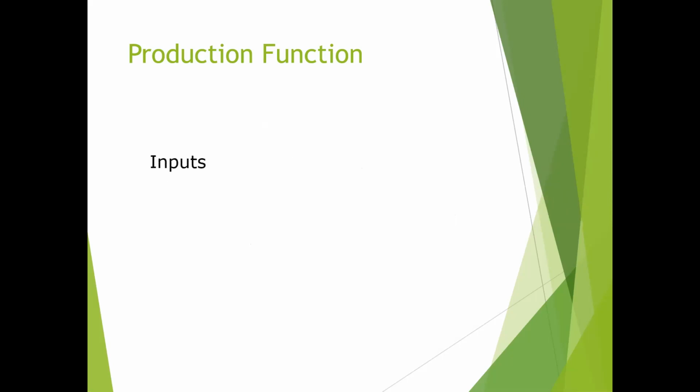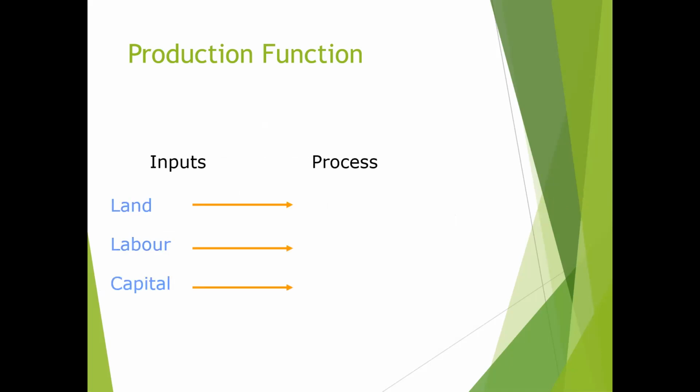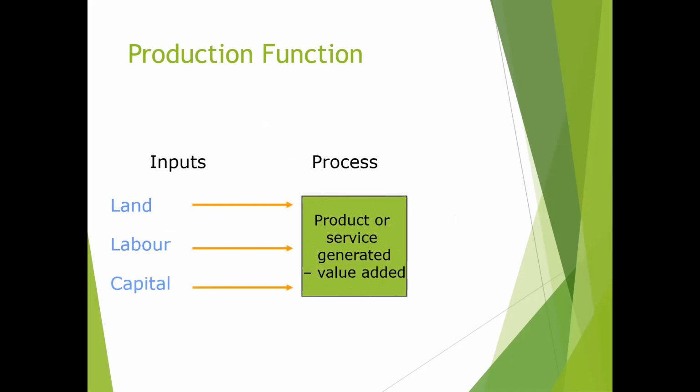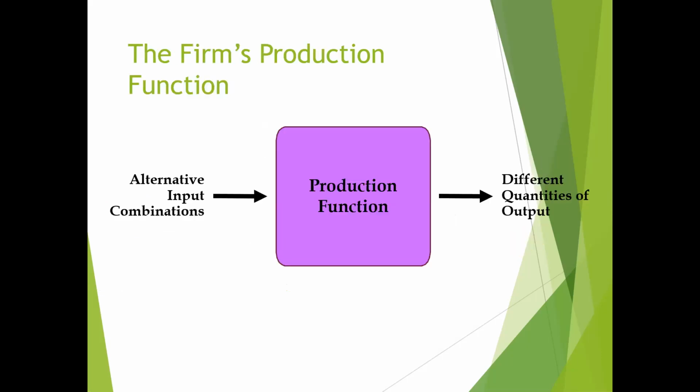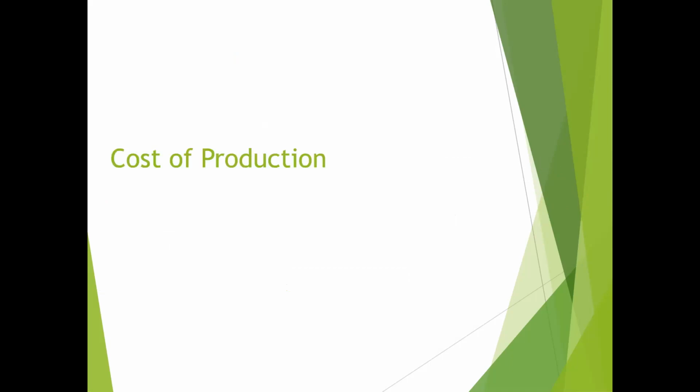Let's understand with the help of this diagram. Now, inputs are land, labor, capital. They are put into the process of generating product or service, that is value added is done, and then you get an output. Now, in which proportion, which combination these inputs will be used is different, right? So, alternative input combinations, different quantities of output. As you change the input combinations, the output will change.